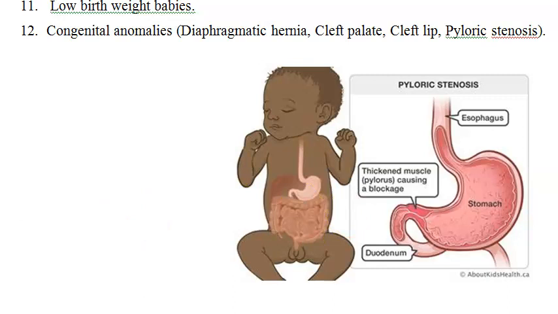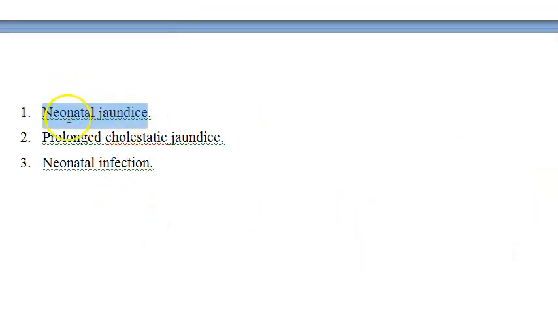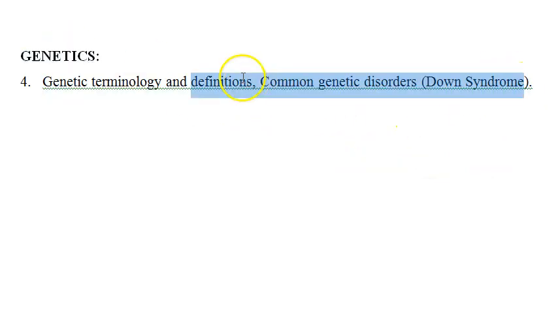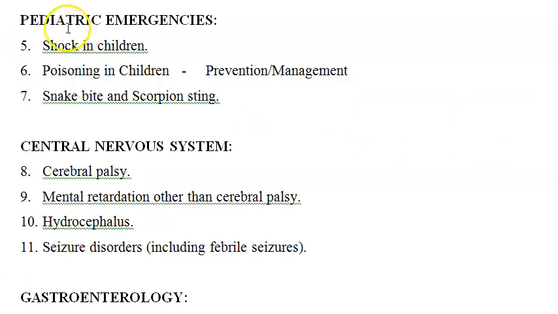Pyloric stenosis. Neonatal jaundice, you should know, right? Very common, right? Prolonged cholestatic jaundice and neonatal infection. So what else you should know? Genetics, you should know Down syndrome, right? Pediatric emergencies. Now we are moving on to emergencies. Let us look at this. Shock in children. Okay. Poisoning in children. Snake bite, scorpion sting. Okay.